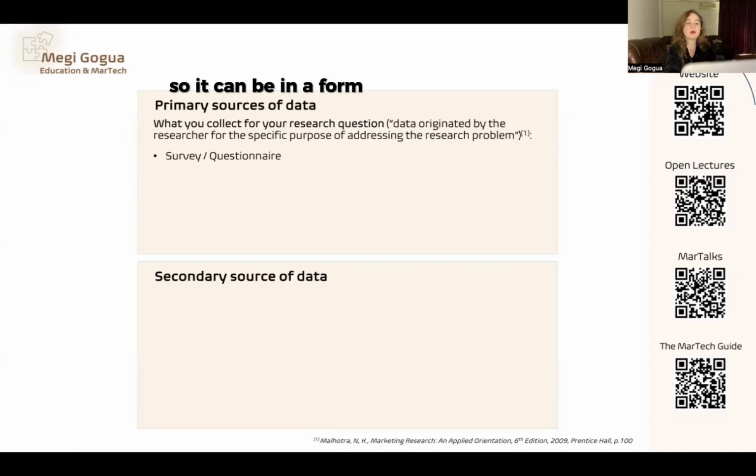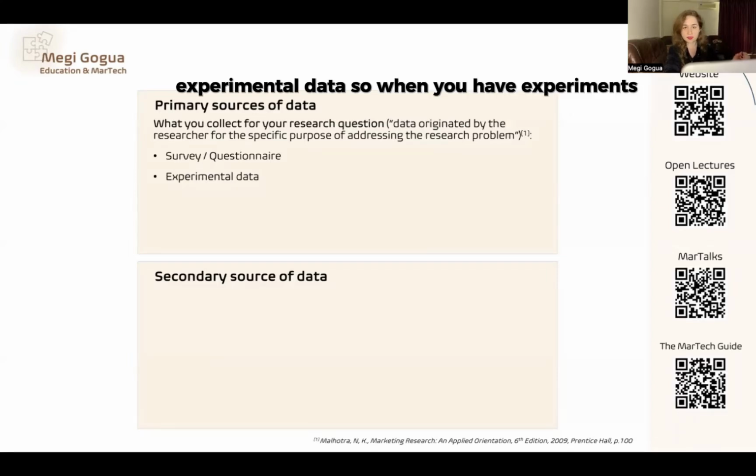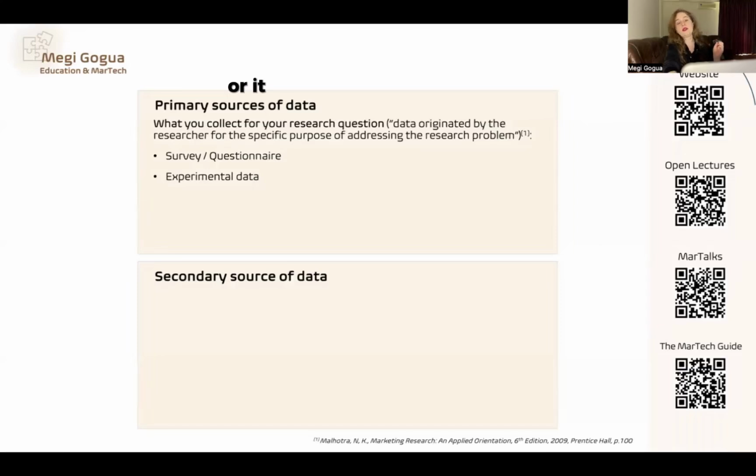It can be in the form of a survey or questionnaire, the set of questions which you develop beforehand for the customer to answer, either with pen and paper or in an online questionnaire. Experimental data: you can have experiments with different experimental designs, or the classical design where you have a treatment group and a control group, and you can try to see differences in terms of one particular variable.